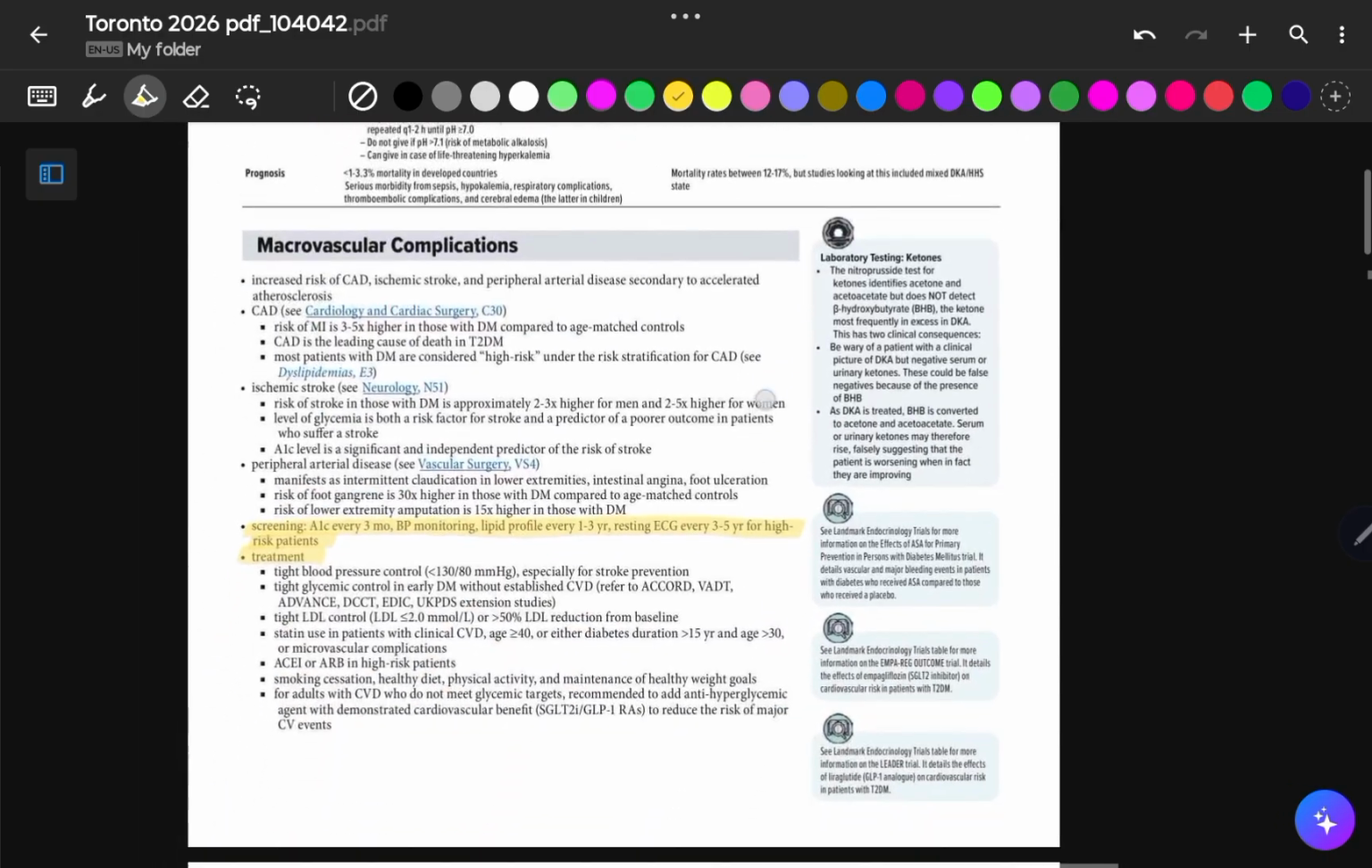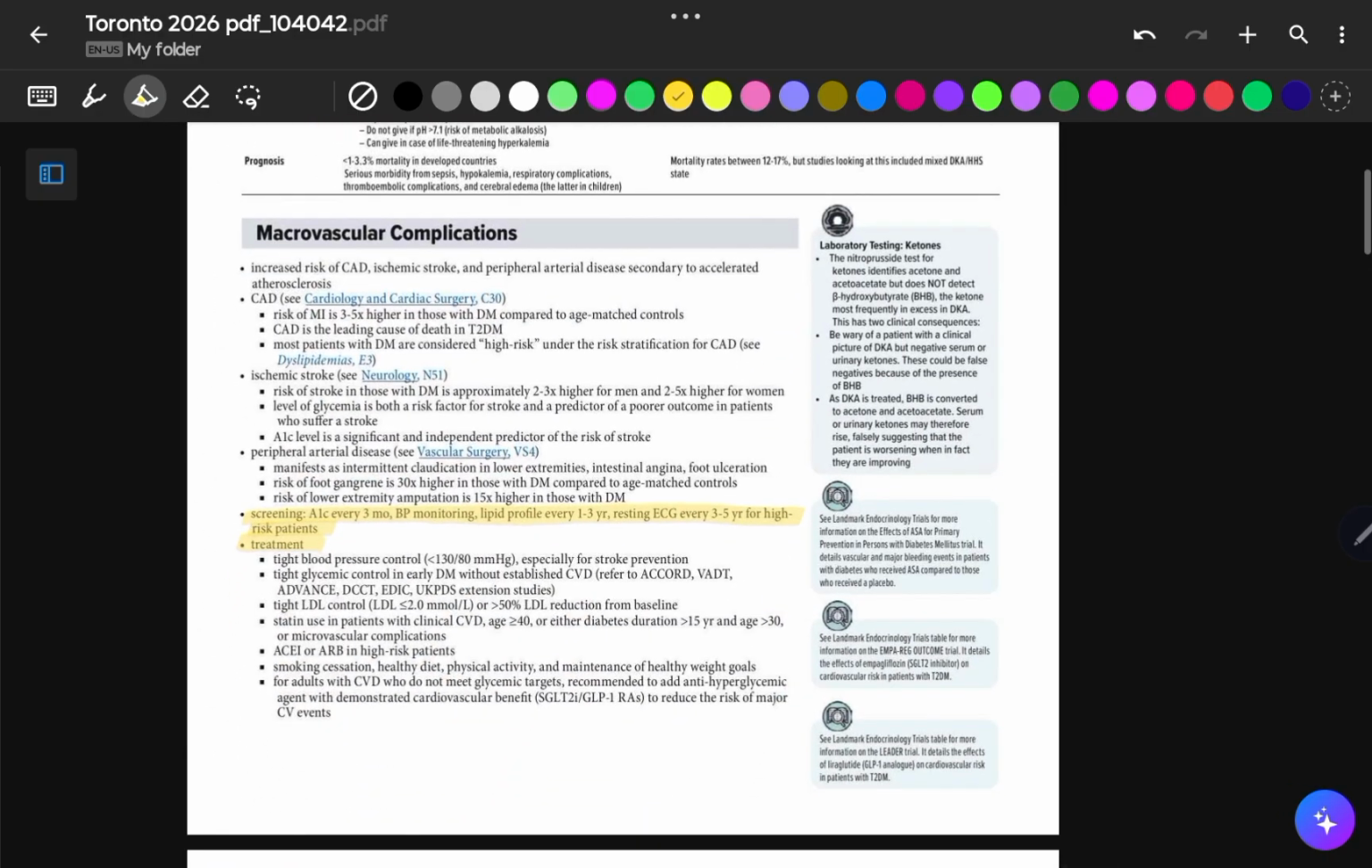Then we have macrovascular complications. Patients with diabetes mellitus have an increased risk of coronary artery disease, ischemic stroke, and peripheral artery disease, secondary to accelerated atherosclerosis. Atherosclerosis is accelerated in patients with diabetes, either type 1 or type 2.